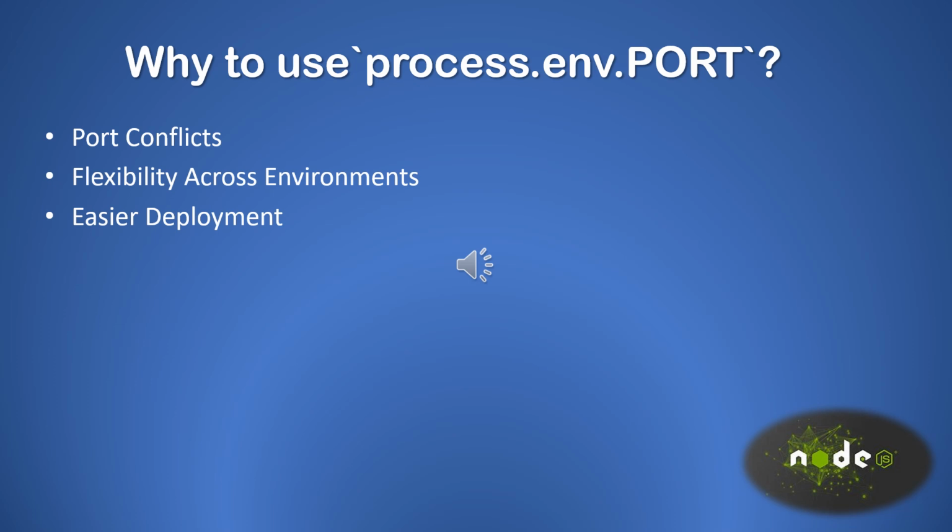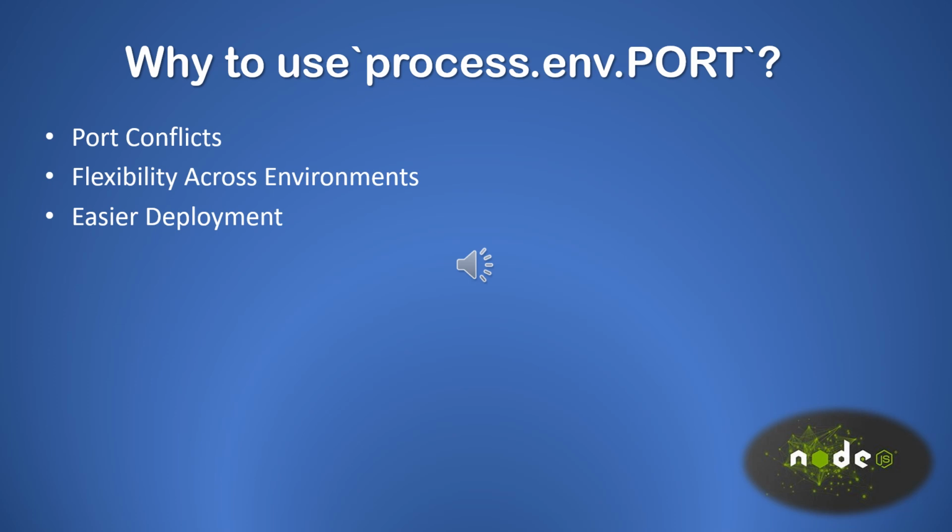So why use process.env.PORT? Mainly the first thing is conflicts: avoid conflicts with other applications or services running on the same machine. By allowing the port number to be configured dynamically, you don't have to hard code it. It will be configured in the env part. It will be dynamic, so there won't be any conflicts.